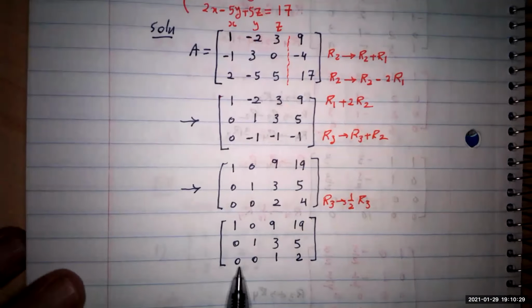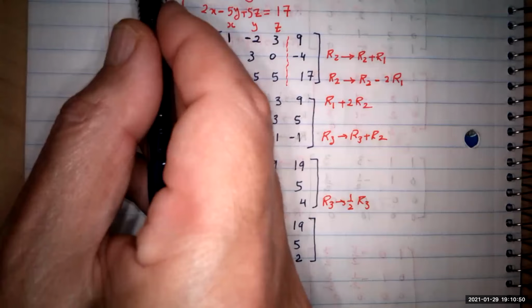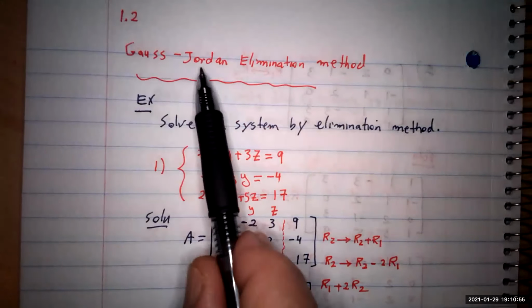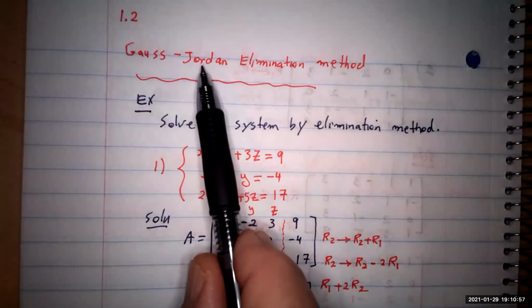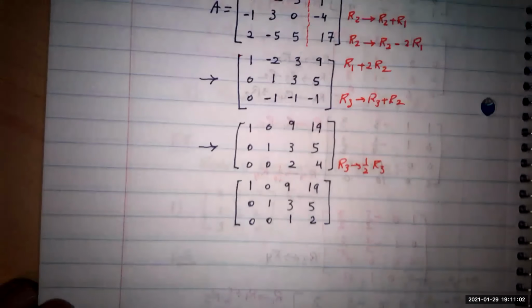If you stop here, you see what we got. It's a row echelon form. Now it's a row echelon form. You can apply this in order to solve the problem. It takes a little bit more time. If you stop here and use this one, you're using the Gauss method. But if you continue making it to the reduced row echelon form, that's going to be the Jordan method. So it's up to you. Which one do you want to use?